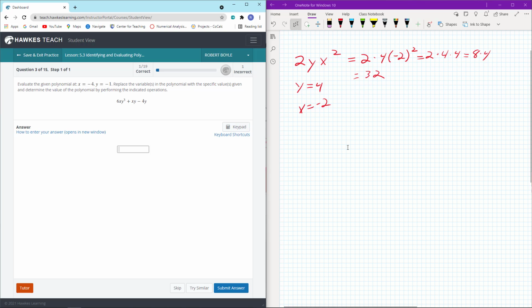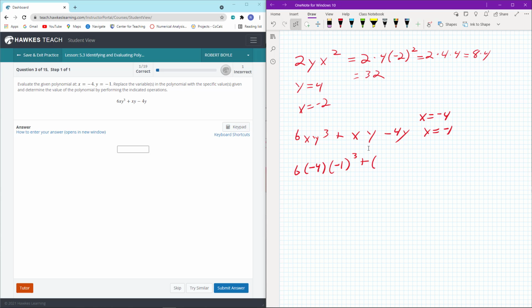So here we have 6xy cubed plus xy minus 4y, and that should be y cubed. And we are going to let x be equal to negative 4 and y equal to negative 1. All right, so that's going to be 6 times negative 4 times negative 1 cubed plus negative 4 times negative 1 minus 4 times negative 1.